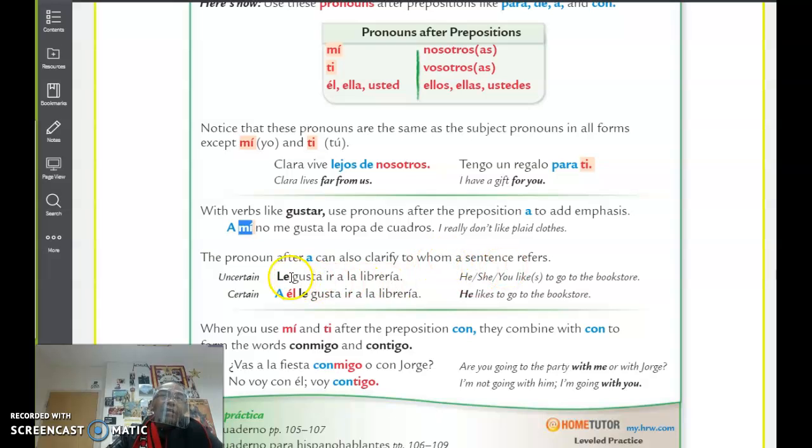Le would be for he or she. Le gusta ir a la librería. A él le gusta ir a la librería. He or she or you like to go to the bookstore. He likes to go to the bookstore. A él. So a goes before a subject pronoun right here.